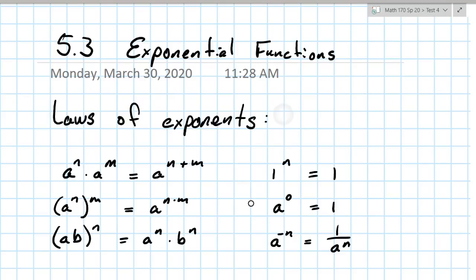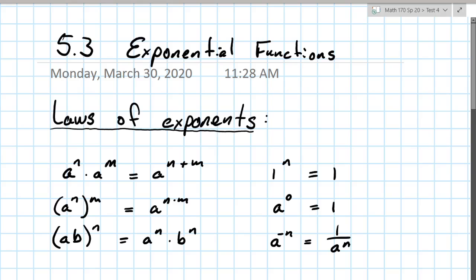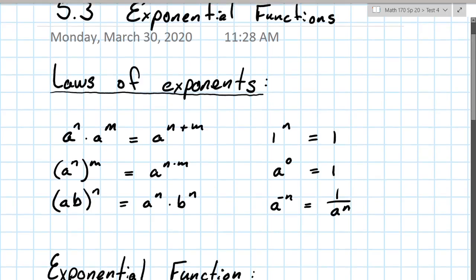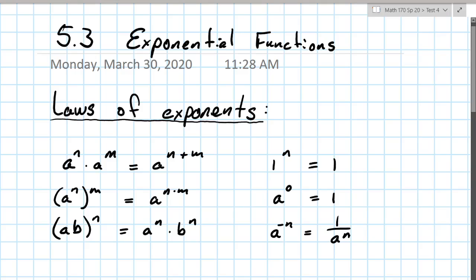Let's talk a little bit about exponential functions. Before we can do that, let's talk a little bit about laws of exponents. You probably remember these from high school. If you have two numbers raised to powers that we're multiplying together, and they have the same base, here a is the base, you add the powers. You keep the base and you add the powers.